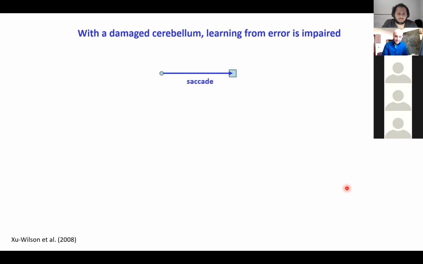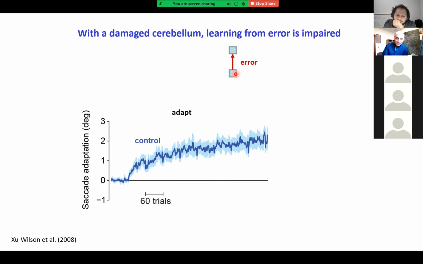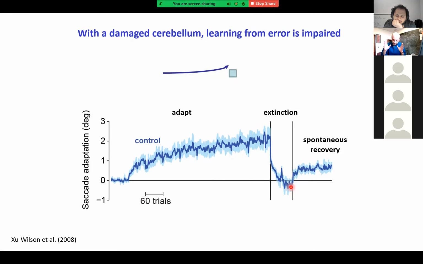So let's go back to our saccade. Remember, you look at this dot here, I present you with this stimulus here, you make a saccade, you move your eye from here to here. And then I'm going to give you this error. If you're a healthy brain, you're going to improve your movements by curving your eyes to move upward. So this is your adaptation curve. Then we're going to reverse the error. So we're going to cause extinction. And then we're going to remove those errors. And then you see that there's spontaneous recovery. So we have a paradigm in which we can see spontaneous recovery in healthy people.